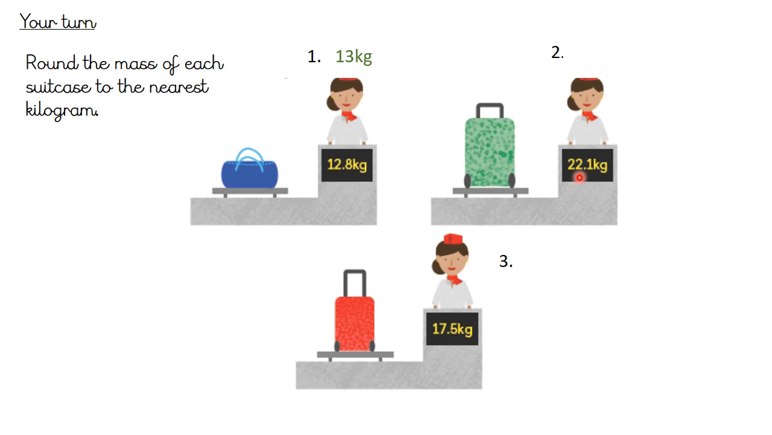22.1 kilograms. This decimal number falls between the two whole numbers 22 and 23. I will look at my tenths column and I can clearly see that this would be rounded down to 22 kilograms. And finally, 17.5 kilograms. This falls between the two whole numbers 17 and 18. And we know that with 0.5, we round up. So this would be 18 kilograms.